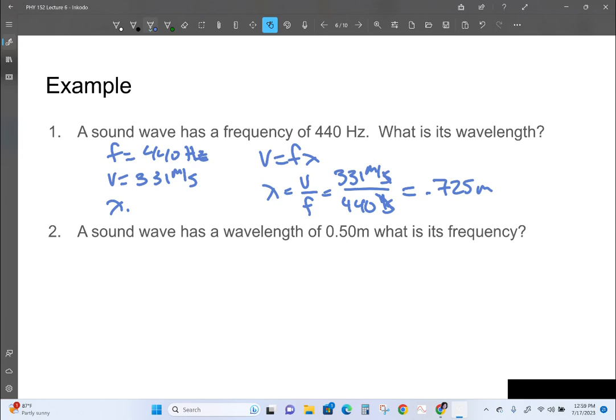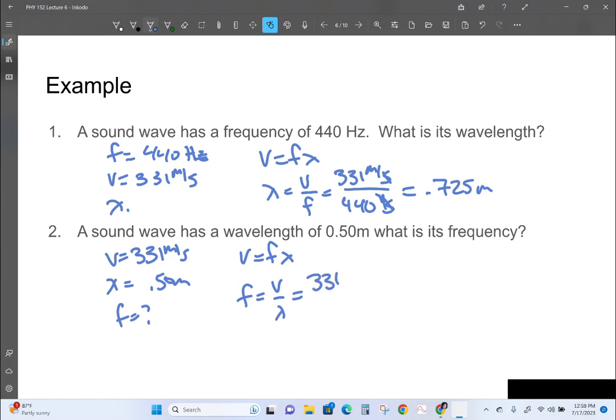And you could find the frequency if you know what the speed of sound is. We're going to assume that the speed of sound is 331 meters per second and that it has a wavelength of 0.50 meters. So we can find the frequency of that using V equals F times lambda, and F would be equal to V all over lambda, or 331 meters per second divided by 0.5 meters. The meters are going to go away. We'll be left with 1 over a second, which is a hertz, and it'll be 662 hertz.